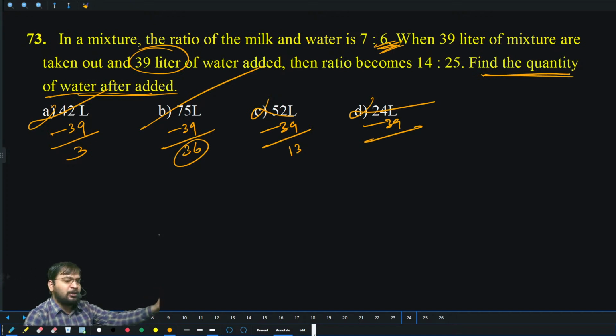They are asking the final quantity of the water after adding water. If you subtract that 39, the remaining should be a 6 multiple. Yes, that is a simple logic.